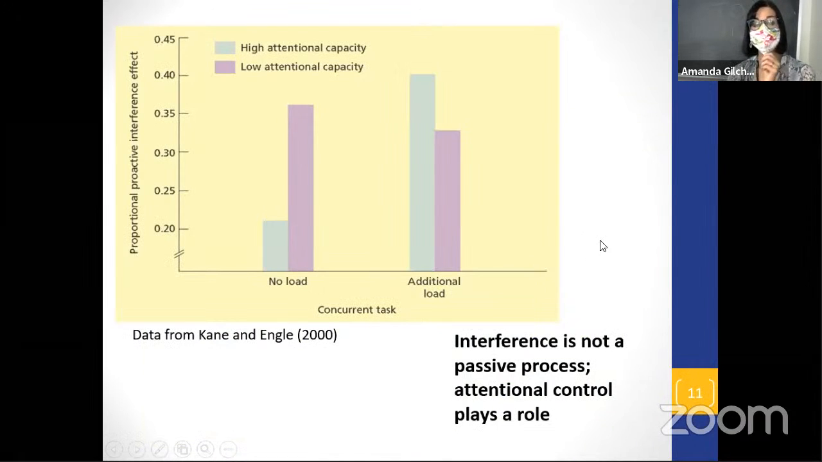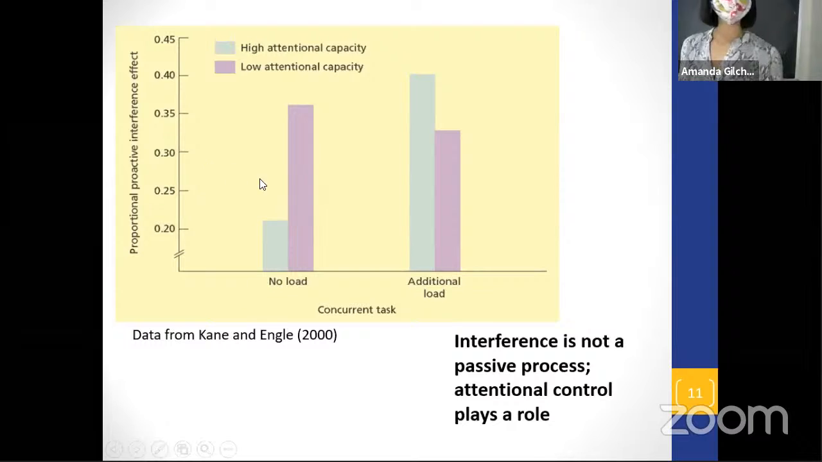So here's something actually kind of interesting. And I kind of mentioned this in the video that I filmed where I talked about part set queuing interference. Interference is not a passive process. It turns out that it can be affected by working memory capacity. So this comes from research by Mike Kane and Randy Engle.